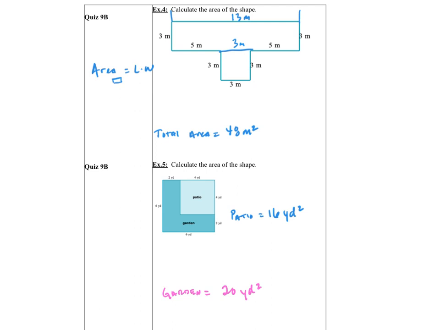Okay, so on this one, we should have gotten the patio area, which is this area in orange. So if it's that area in orange, it comes out to be 16 yards squared. And the garden area, which is this area with the stripes in it, comes out to be 20 yards squared.